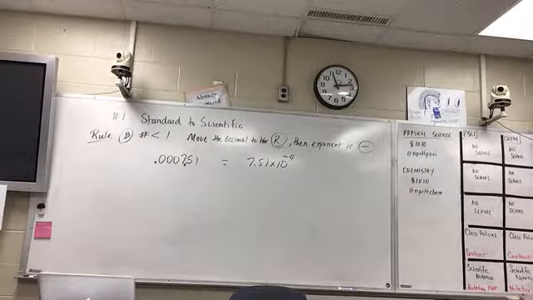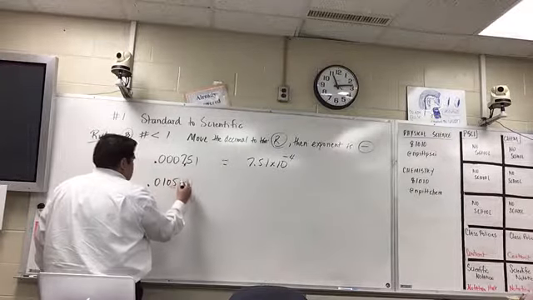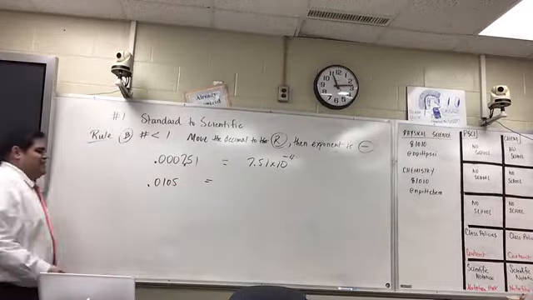We good? We would move it to the right when there are zeros in front of the number. Less than 1. All right? We good? All right, here we go. Let's try this one here. Go ahead and put that one in scientific notation.